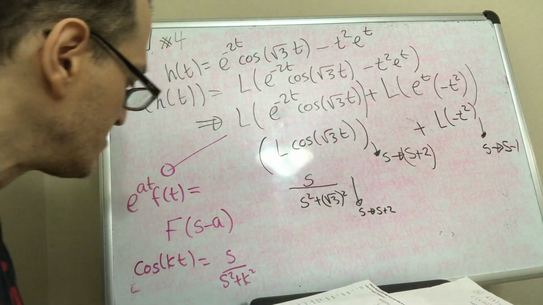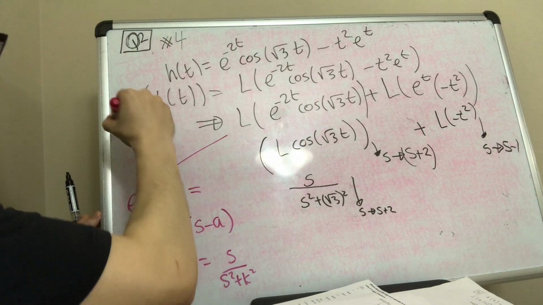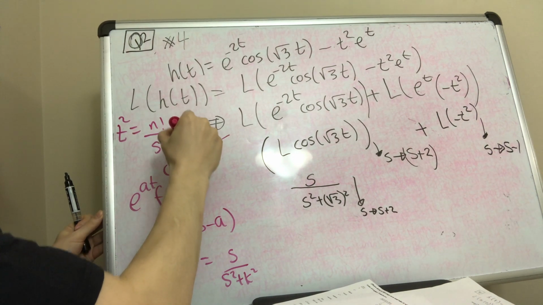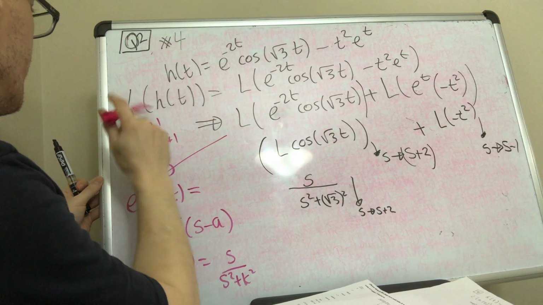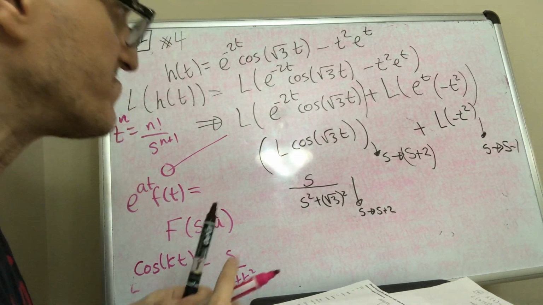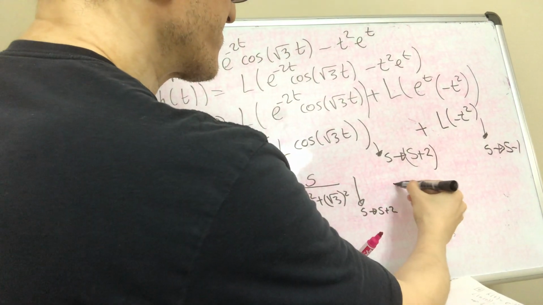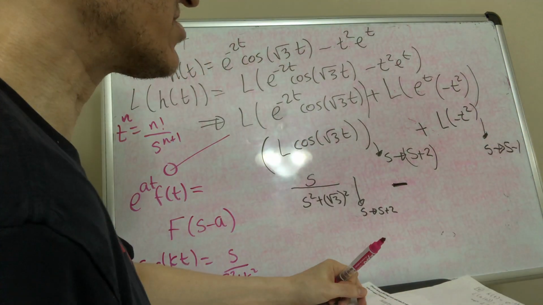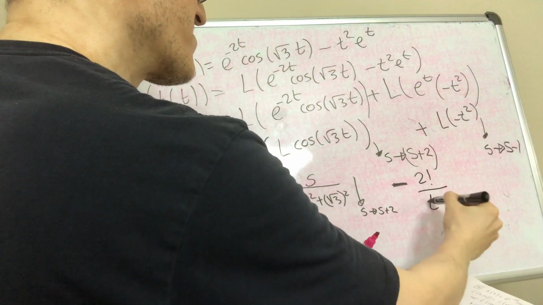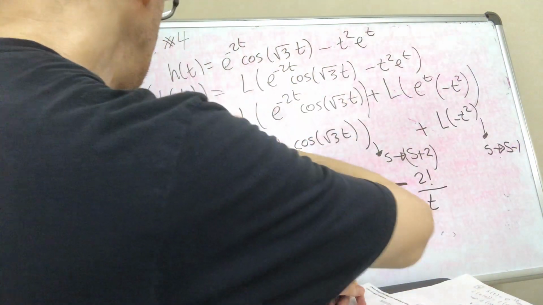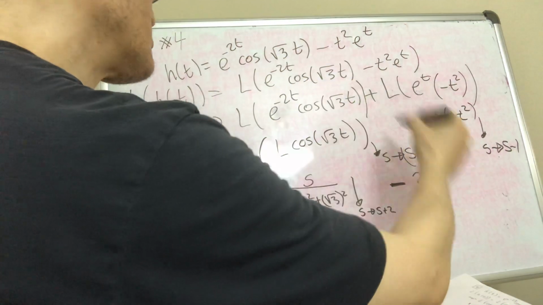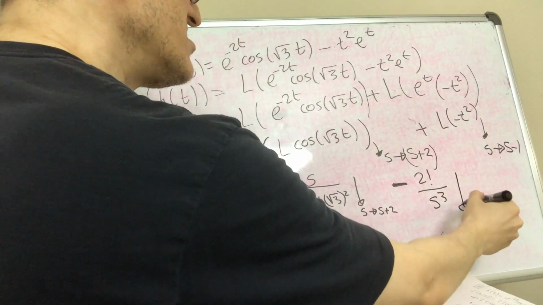For the t squared, I'm going to use the rule n factorial over s to the n plus 1, for t to the n, sorry, which is the second rule. So there's a constant minus 1, 2 factorial, and exponent s to the n plus 1, so that would be 2 plus 1, cubed. But you still need to shift to s minus 1.